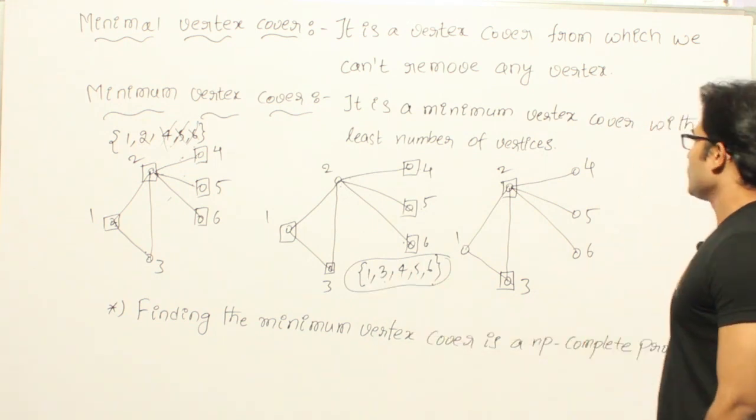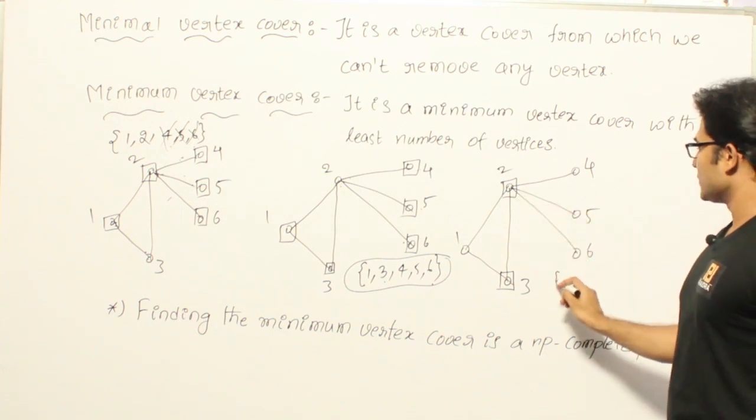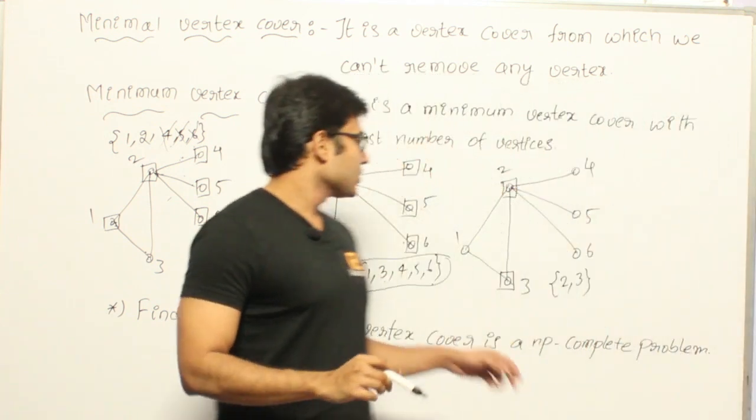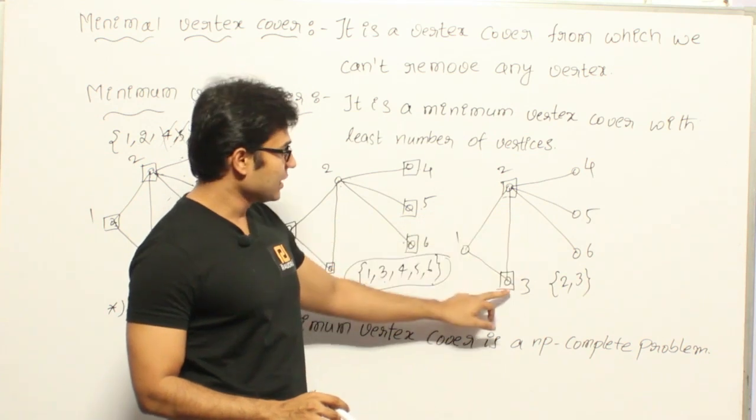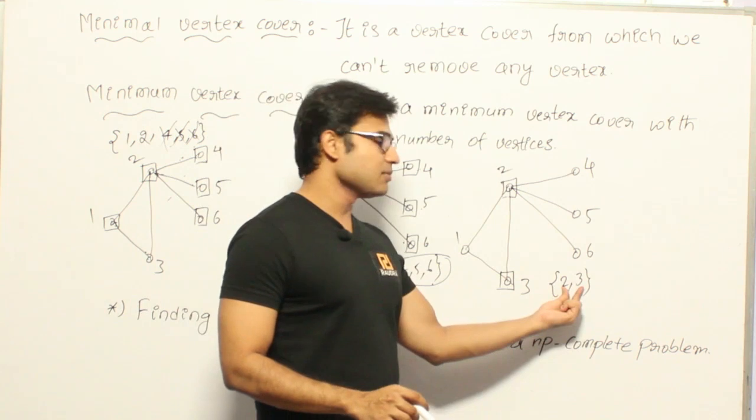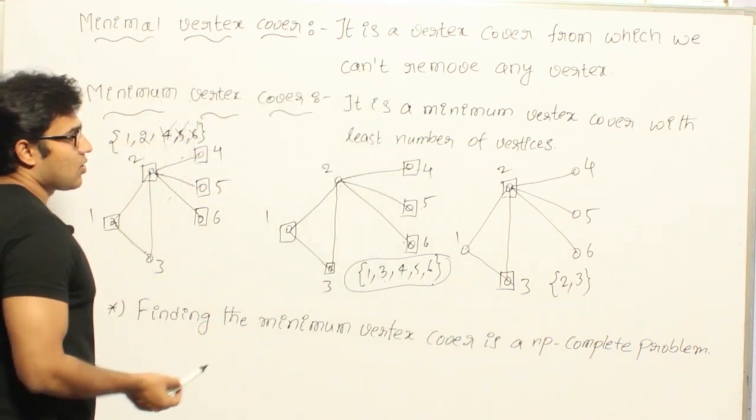Got it? And what about this one? 2, 3. See now this vertex cover is 2, 3. I can't delete 2 because if I delete 2, there will be no one to cover all these edges. If I delete 3, there will be no one to cover 1, 3, right? Therefore 2, 3 is the minimal set. Got it? So this is called minimal.